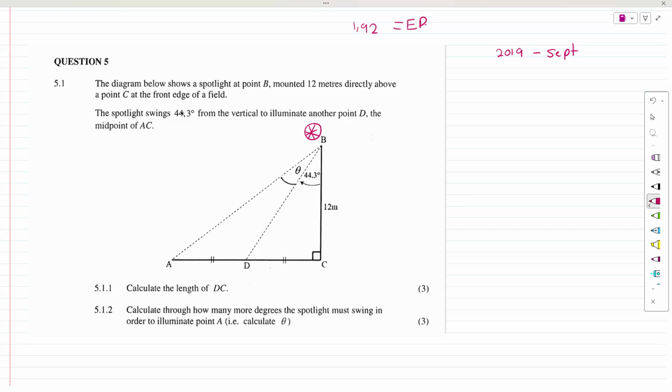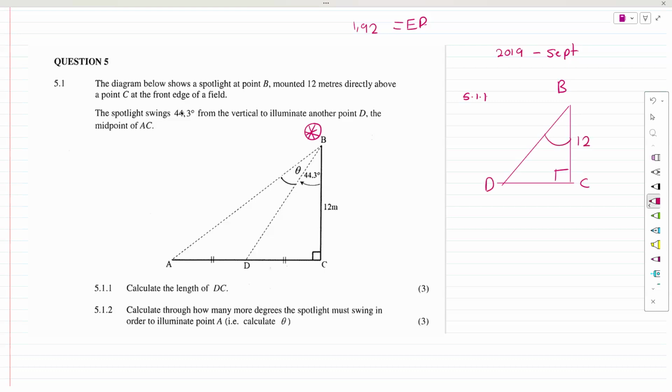Okay, cool. Now, they told us D is the midpoint of AC. That means no matter what we get here, these two are going to be equal. It's very simple to deal with because if they want us to calculate DC, all we have to do is draw separate triangles. I always try to draw each triangle separately. It's easier for me, but you are allowed to do whatever works for you.